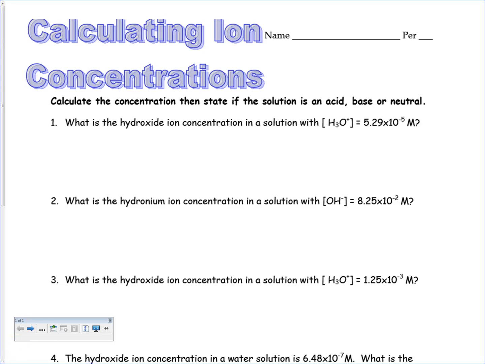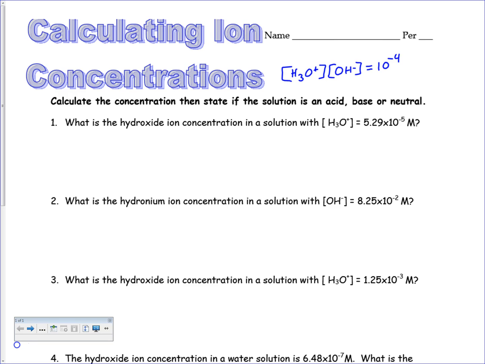This is a worksheet on problems where we have ion concentrations and we're trying to go from one ion to another. And basically what we're talking about on this worksheet is this equation where we have the concentration of H3O plus, or the concentration of H plus if you prefer, and the concentration of OH minus, and you multiply them together and you get 10 to the negative 14.